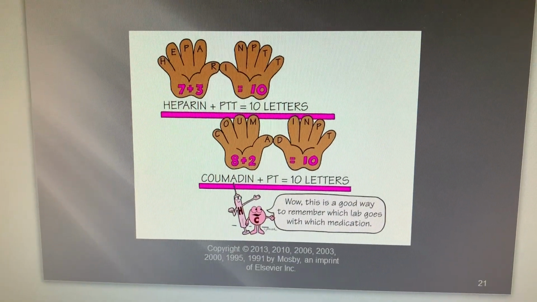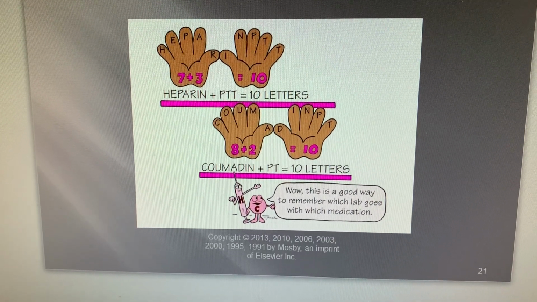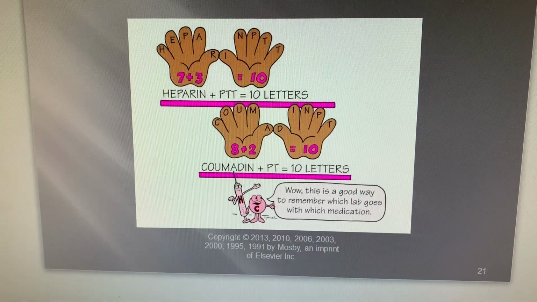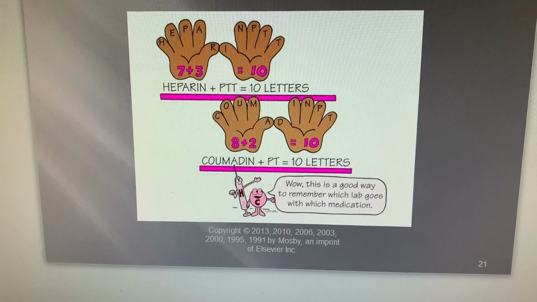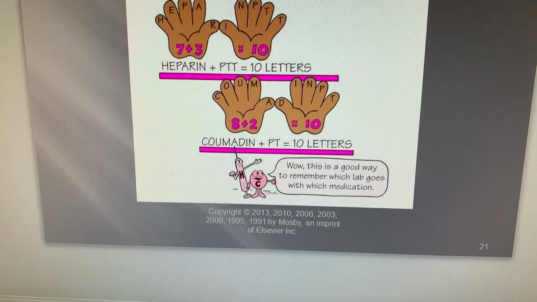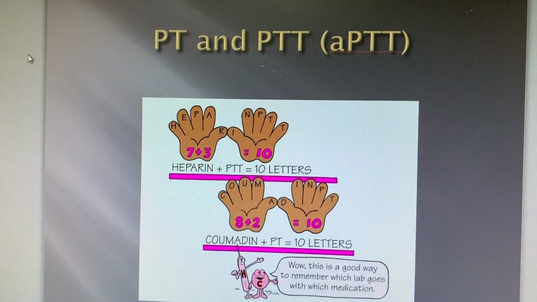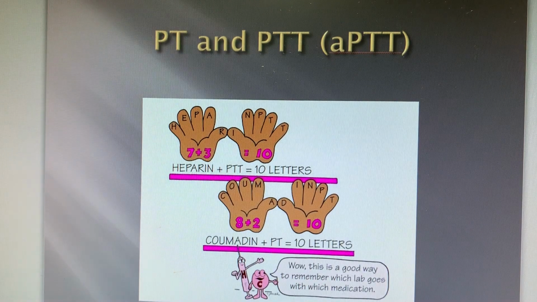All right, before I start talking about the PT and PTT, I've got another video that I would like you to watch. It's the Coumadin rap song. It's very corny, but it's kind of entertaining, and it gives an awful lot of information about Coumadin. So I'm going to go ahead and stop this section of the lecture right here and put the link on for the Coumadin rap song.